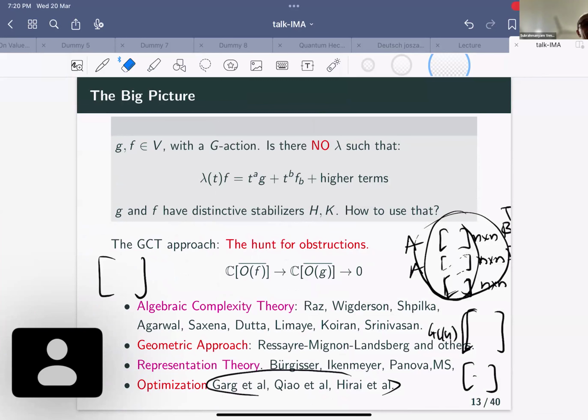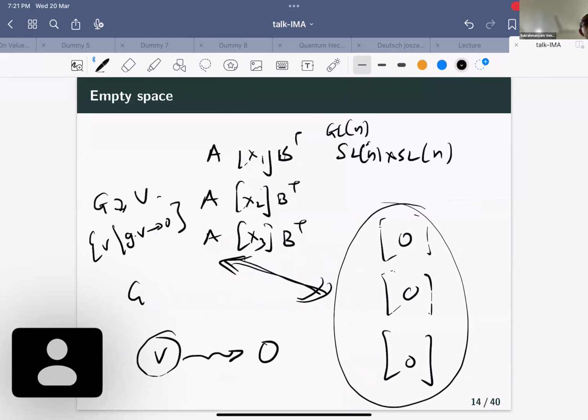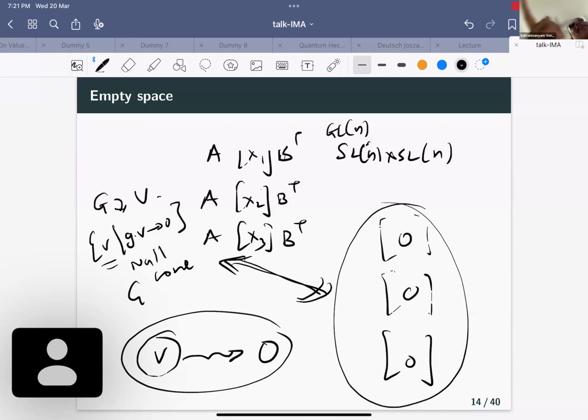So when I push a vector in a vector space to 0, this is what Hilbert defined as the null cone of the action. So you have G acting on a vector space, the set of all V such that G dot V can be pushed towards 0 in the limit is what Hilbert called the null cone. So null cone membership for the left-right action, null cone membership for the conjugate action. For those kinds of things, we have polynomial time algorithms.